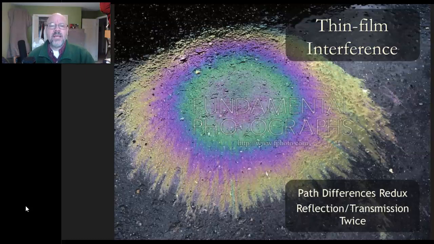A wavelength of light's pretty darn short. So these are really, really thin materials. We'll talk about path differences to get us started, and then we're going to move into what happens when you've got something very thin that light can go through.